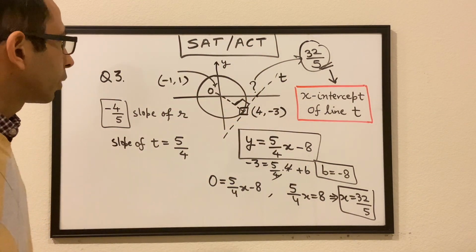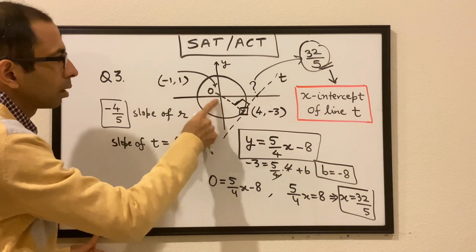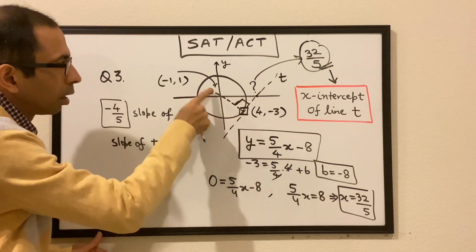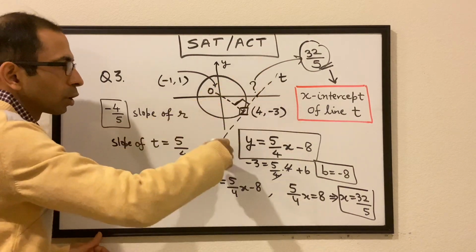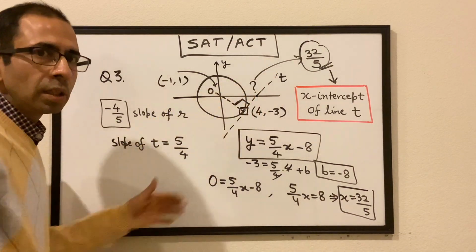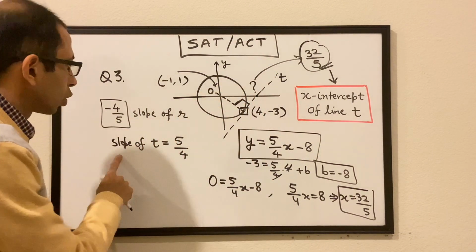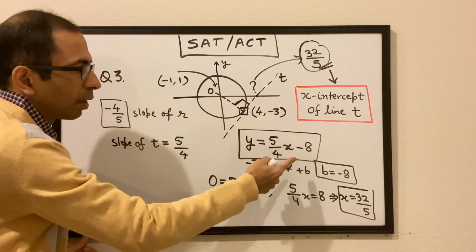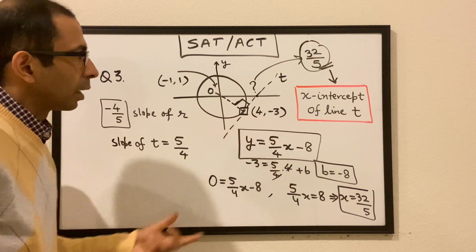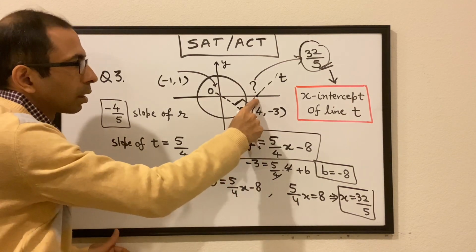Again, just to quickly reiterate, we were given the center, we were given this point on the circle, and we found the slope of this line, which is the radius. Once we know the slope, we also know the slope of the line t, because t is perpendicular to the radius. So the slope of t is 5 over 4, y is equal to mx plus b. We got the value of b by plugging in this point, and then we put y equal to 0 to get the x-intercept.